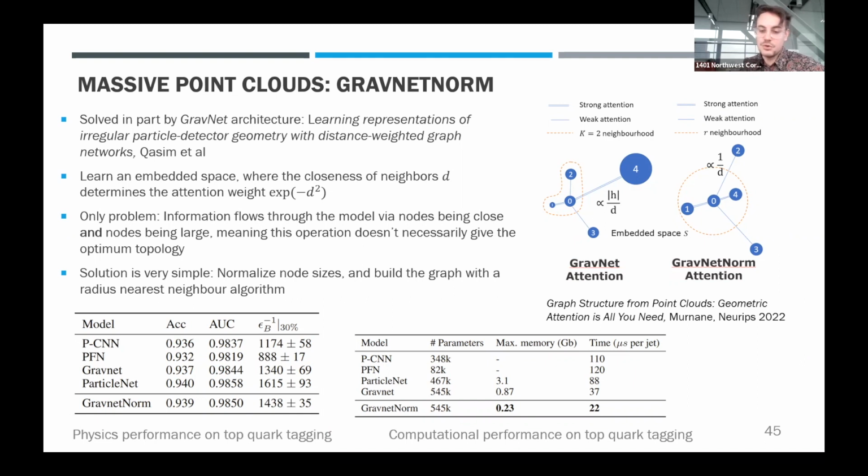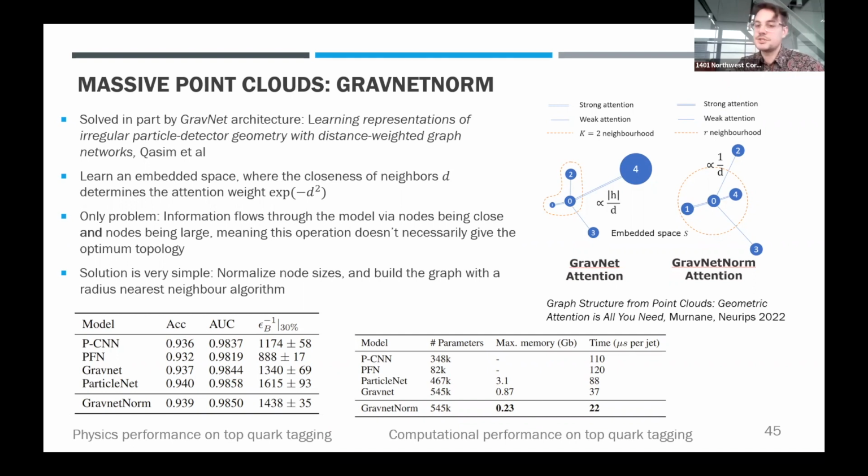And so you can see that the GravNet norm is able to tag jets. In this case, we applied it to a jet tagging problem in around 22 microseconds per jet, compared to the state-of-the-art ParticleNet, which was around 88 microseconds per jet, and took an order of magnitude less memory to do it.